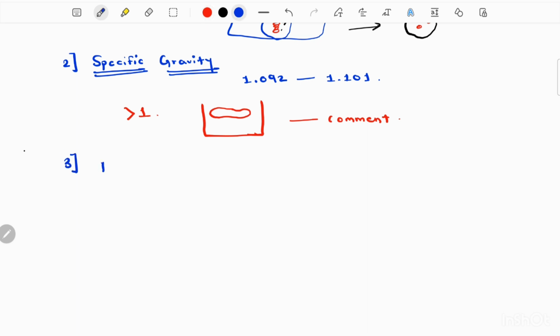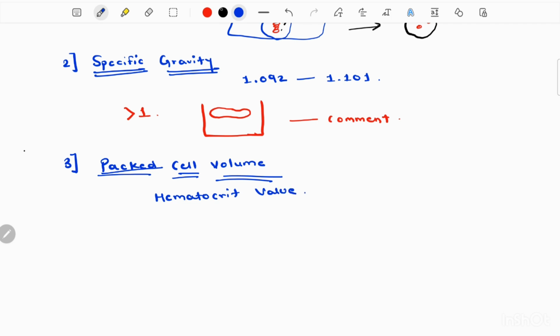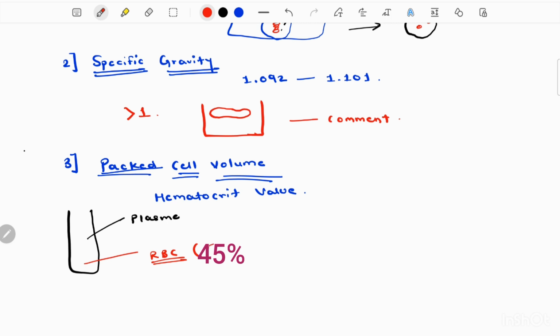Third property is packed cell volume. Packed cell volume is the portion of blood occupied by the red cell expressed in percentage. So it is also known as hematocrit value. You know blood is made up of plasma and red blood cell. So the amount of red blood cell present in the whole blood is called packed cell volume. So that is around 55%.